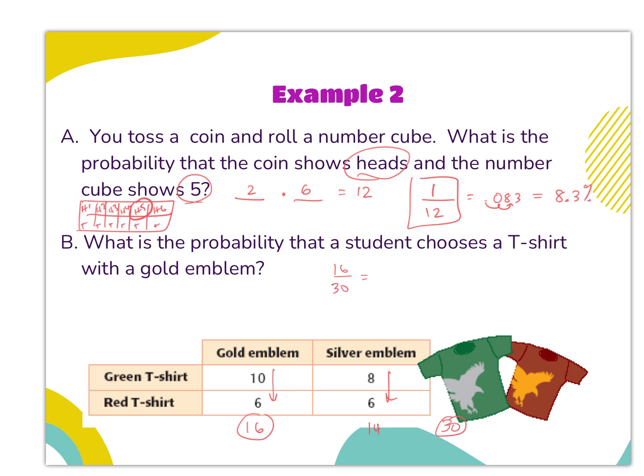And again, you can simplify that. You might want to break it in half. That's 8 out of 15. And then again, convert that to a decimal or a percent. As a decimal, it's 0.533. And as a percent, it's 53.3%.